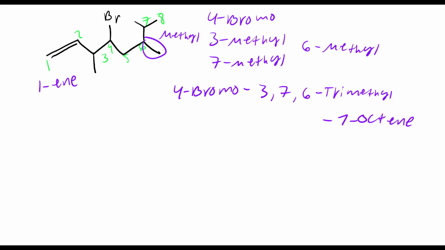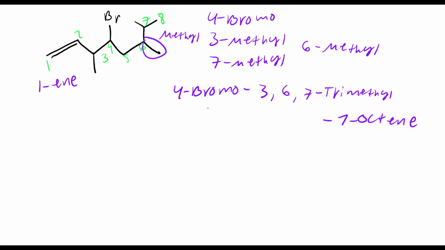There's a double bond because of this ene. It occurs at the first carbon. We have 3 methyls, which occur at 3, 7, and 6. And actually, it shouldn't be 3, 7, and 6. It should be 3, 6, 7. So number in numerical order. And then we have a bromine, which occurs at carbon 4. And that corresponds to answer choice C.